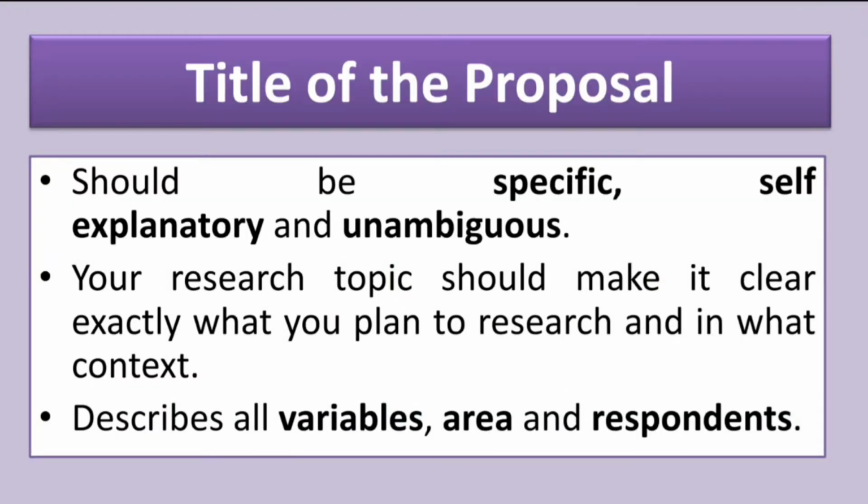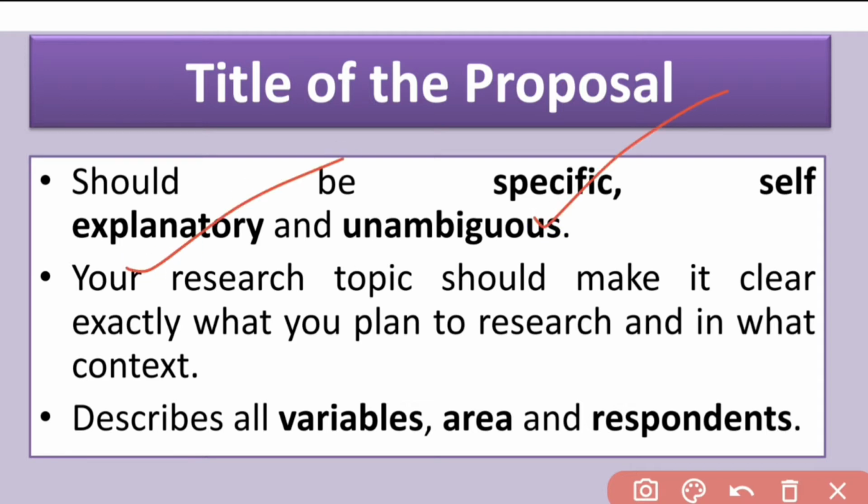So the first step is the title of the proposal. This is just a draft, not the final title. It is just a tentative title that should be specific, self-explanatory and unambiguous. You should make sure that the research topic clearly states exactly what you want to research and in what context. That means any reader, while reading the topic of the proposal, should get an idea of what is there in the topic. It should describe all the variables, areas and the type of respondents, if any.